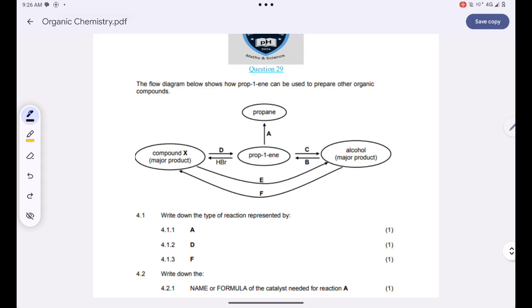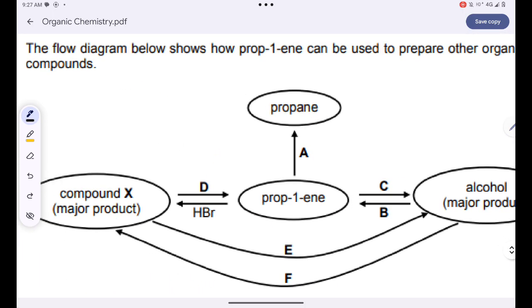The flow diagram below shows how propyne can be used to prepare other organic compounds. From propyne, in reaction A, we are forming propane. For us to do that, we must add hydrogen gas. This type of reaction is an addition reaction, and the type of addition reaction is called hydrogenation.